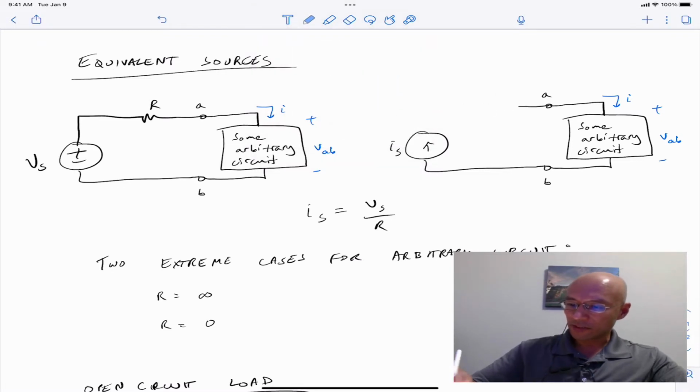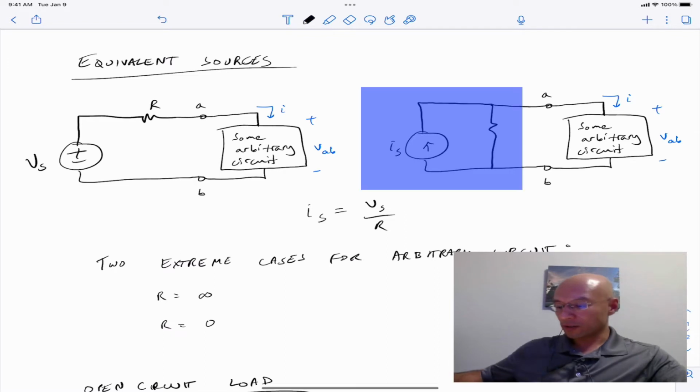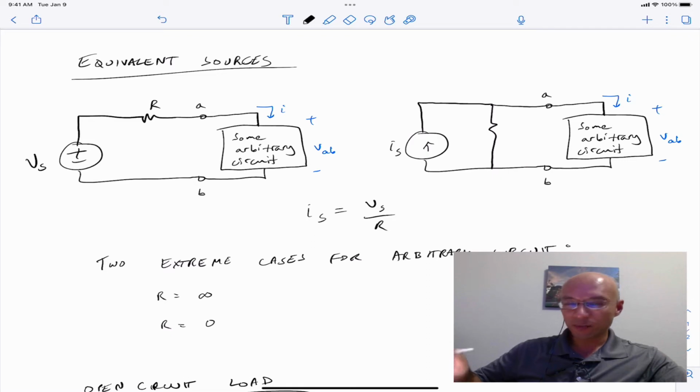So actually, I need to fix that. That's what that should look like. Moreover, the current for the current source is Is, but it has to be Vs over R in order for the two sources to be equivalent. That is, they need to supply the same current, or VAB, to the arbitrary circuit.